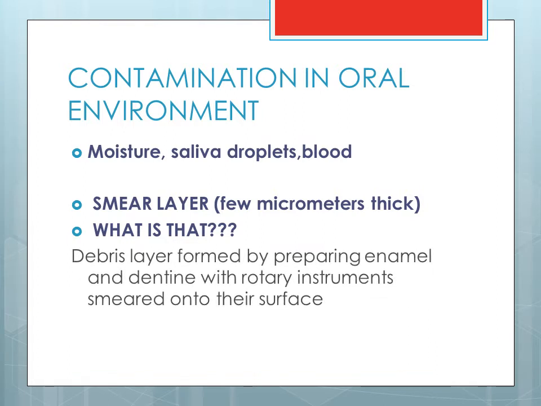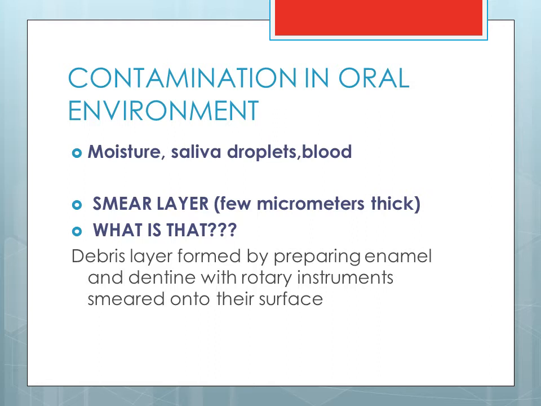A smear layer is basically a debris layer formed by preparing enamel and dentine with rotary instruments, smeared onto their surface. Whenever we carry out a cavity preparation in the tooth or teeth, when we are cutting away enamel and dentine with our instruments, a debris layer forms which is composed of enamel chips and there may be some plaque. So that layer is called a smear layer. It is a few micrometers thick and that can also be a cause of contamination. So we have to clean that smear layer, remove it, and then proceed with our bonding.